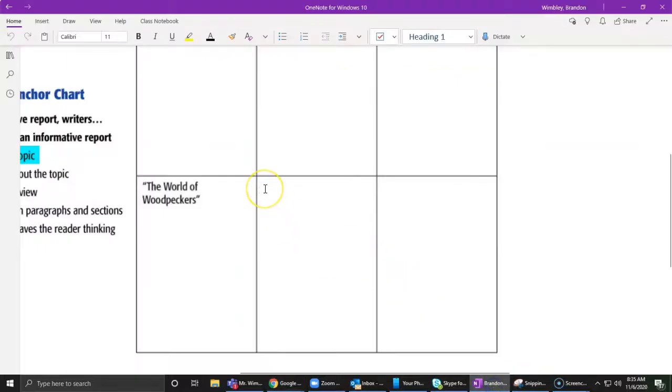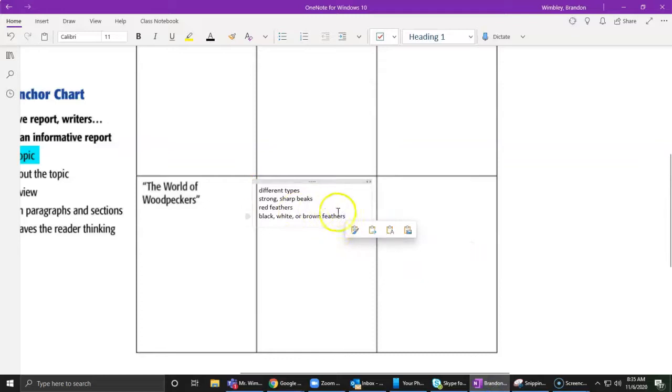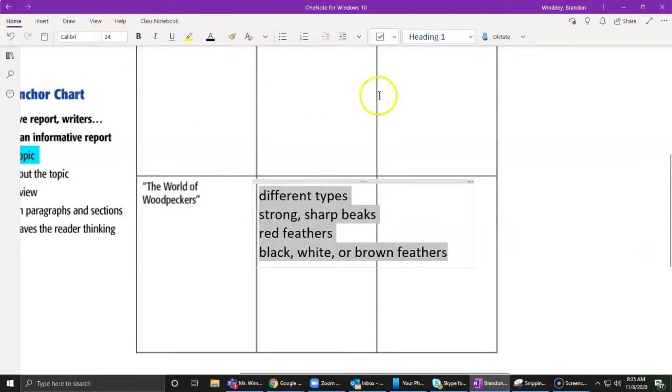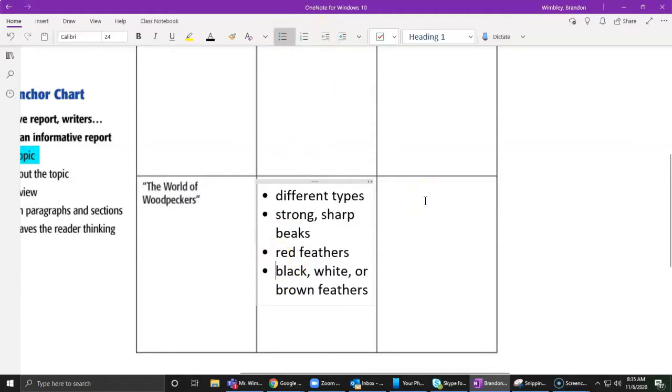So I'm going to fill it in. If we were all in class, we would fill this in as we're watching the video. But since we're all on distance learning, we're just filling in like this right here. And then I'm going to put my bullet points here. There's different types. They all had strong, sharp beaks. They had red feathers, or they had black, white, or brown feathers. So that's how woodpeckers look.